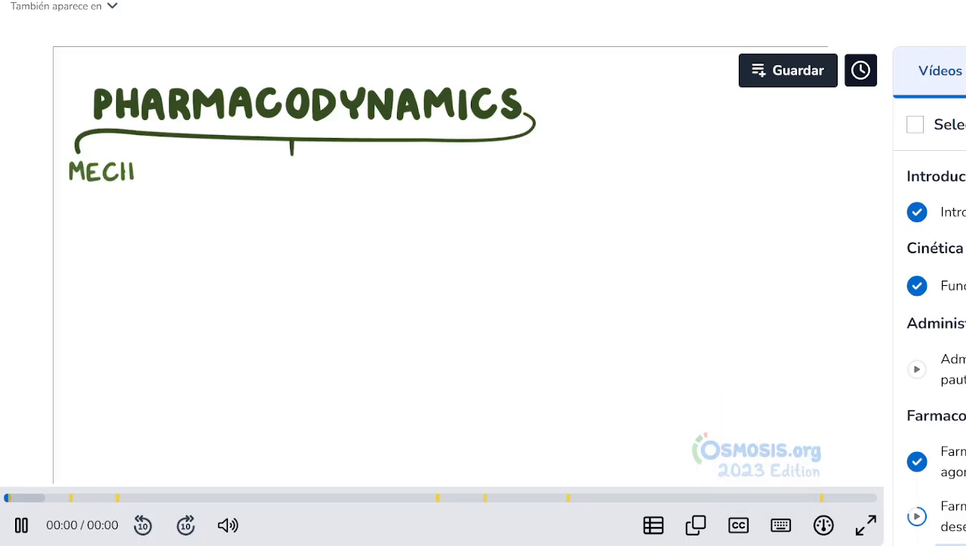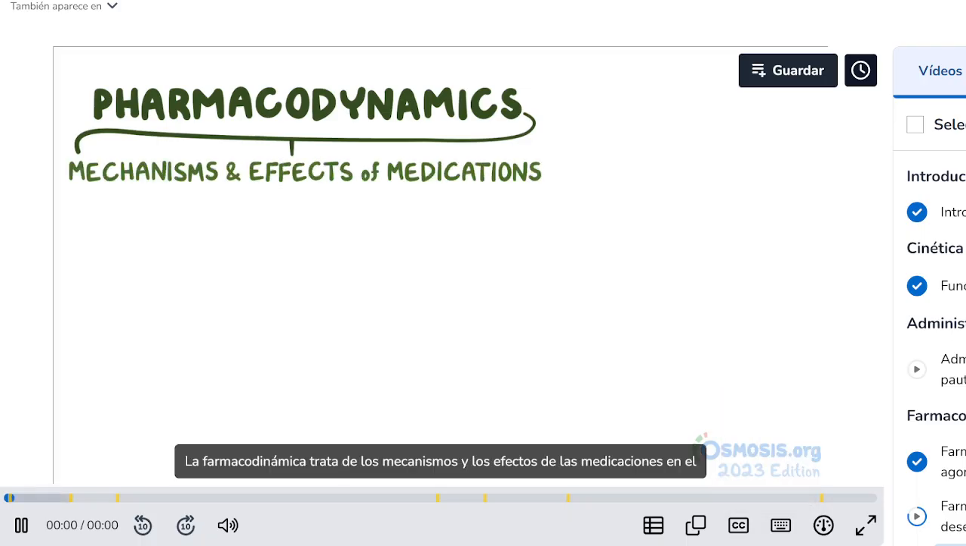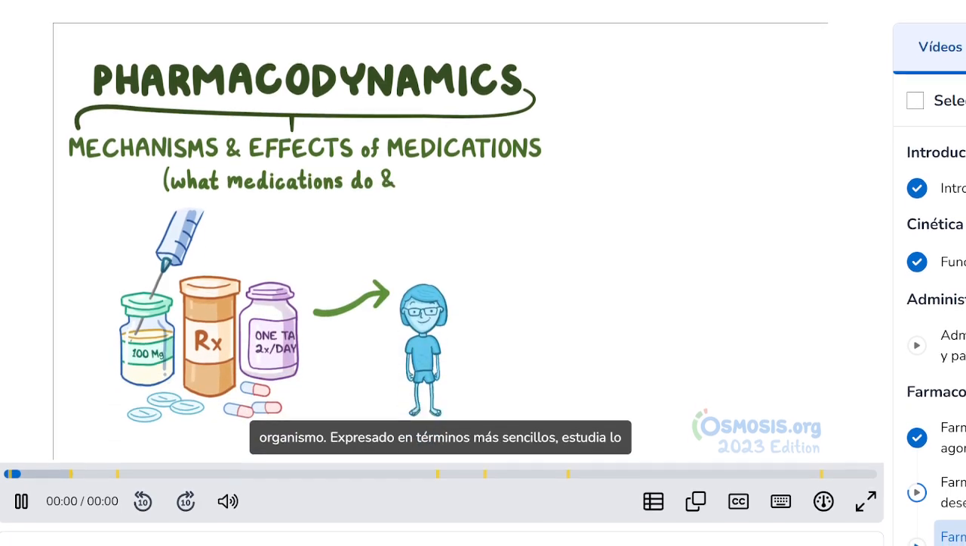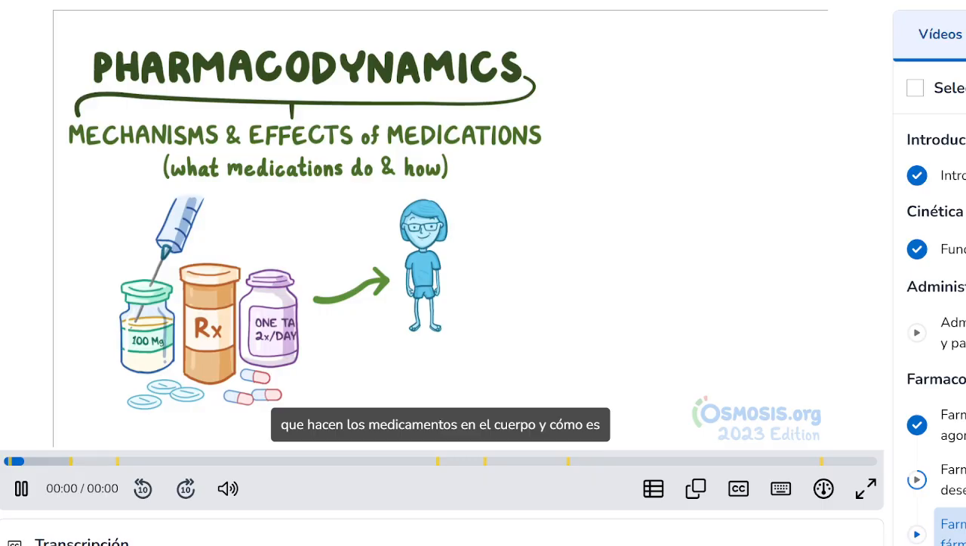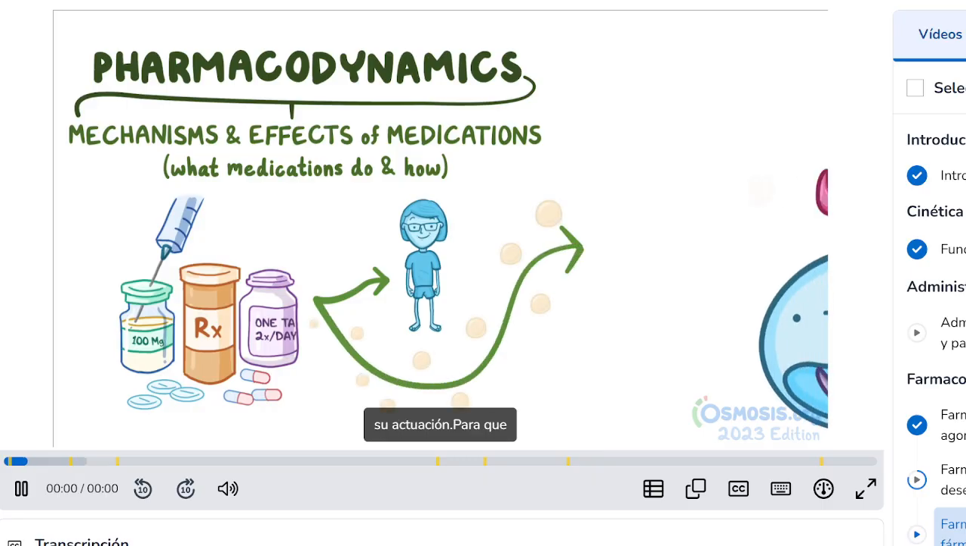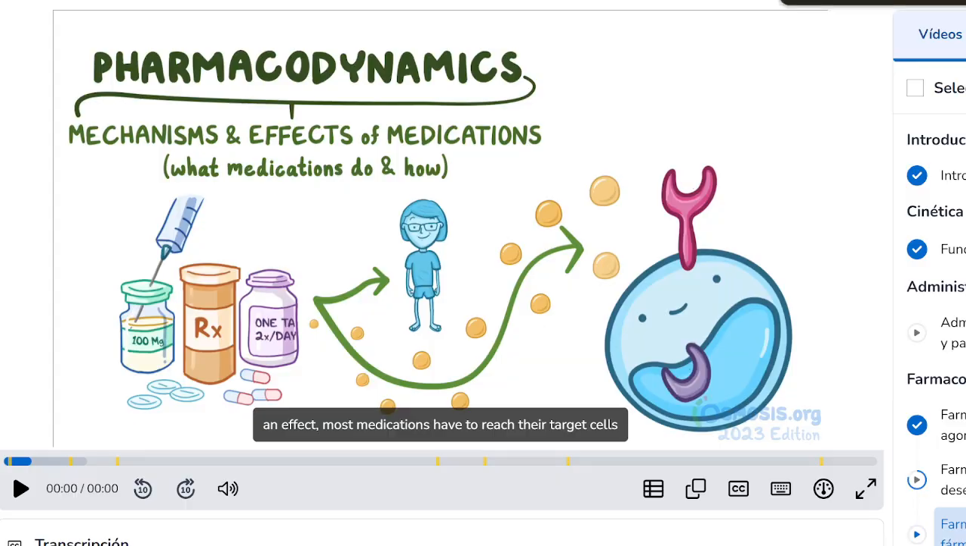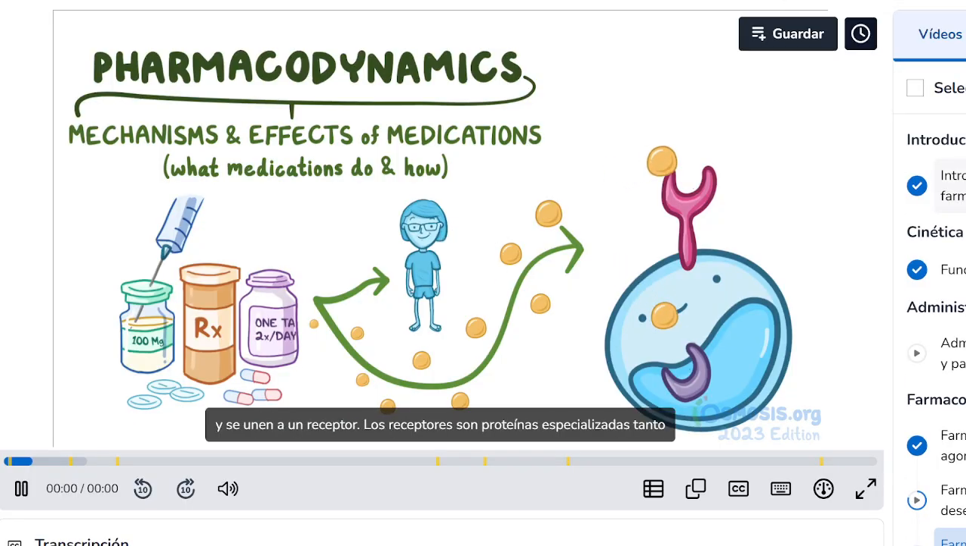Pharmacodynamics refers to the mechanisms and effects of medications within the body. Or more simply, it's what medications do to the body and how they do it. Alright, so in order to have an effect, most medications have to reach their target cells and bind to a receptor.